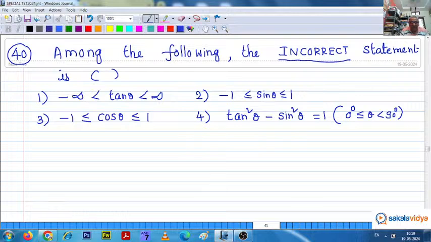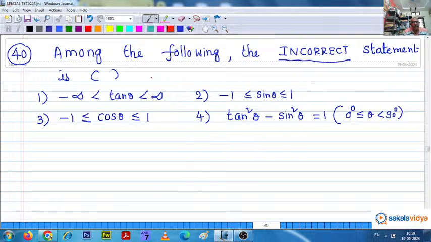So which is the incorrect statement among the following? Set builder form of the null set is {x : x does not equal x}, that's all. X such that x does not equal x. So it is already explained in my sets chapter. You can watch the sets chapter.